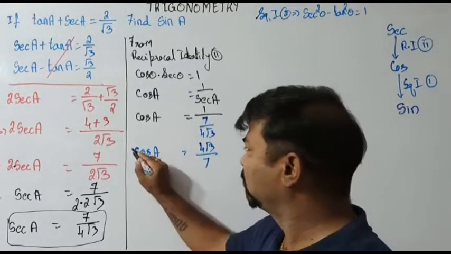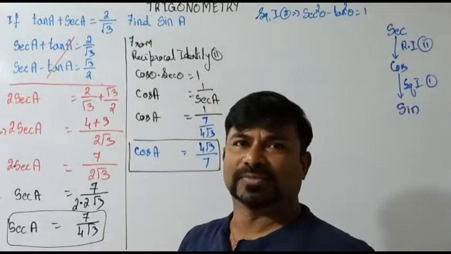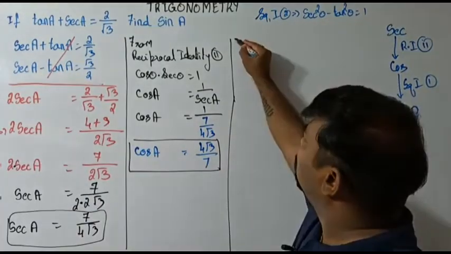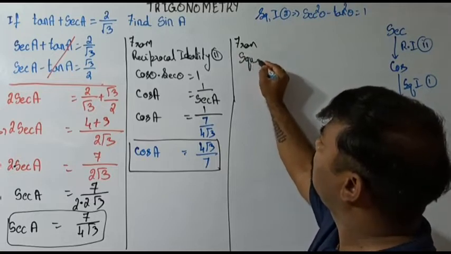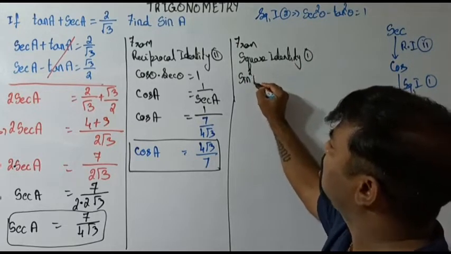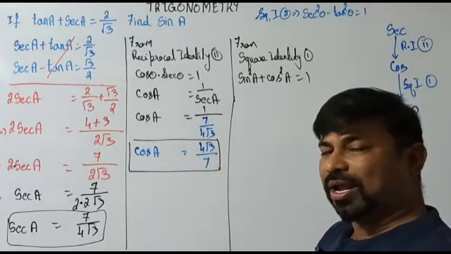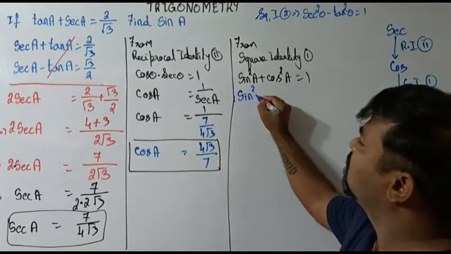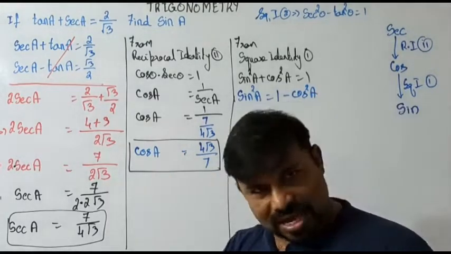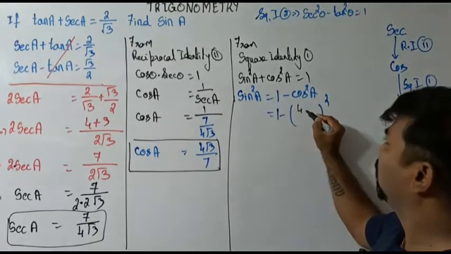So where did we reach? We have reached cos. But is our target cos? No, our target is not secant, our target is not cos. We need sine. How is sine related? From here we like to go to the other step. So, from square identity 1, sine square A plus cos square A equals 1. This is the formula. So, what is your goal? It's nothing but sine. So I am leaving sine square A here, which equals, if this 1 goes there, 1 minus cos square A. Do you know cos A now? Yes. Therefore, 1 minus, in the bracket, the value of cos, which is 4 root 3 by 7.